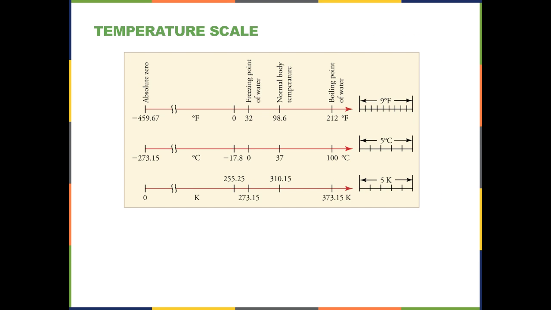Now this shows the relationship between the 3 most common thermometer temperature scales used. The bottom here is Kelvin, the middle is centigrade or Celsius, and the top is Fahrenheit. And over here we have absolute zero. That's the point in Kelvin at which molecular motion ceases. This corresponds to minus 273.15 on the Celsius scale, and minus 459.67 on the Fahrenheit scale.